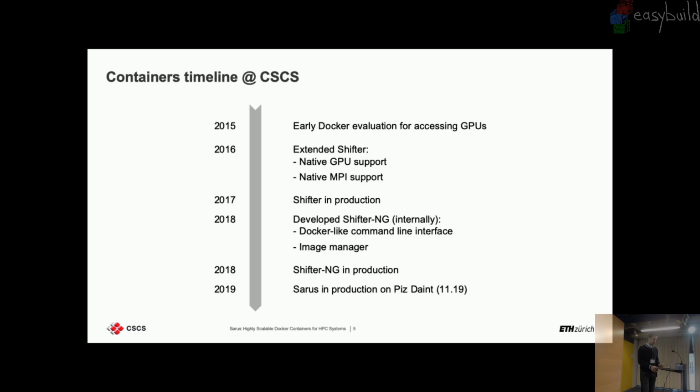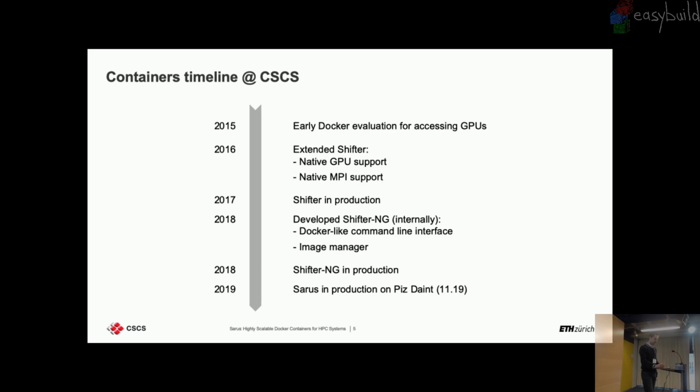and we have this timeline just to show you how the development of the Sarus idea has begun. So back in 2015, there was an early Docker evaluation for accessing GPUs, and in 2016, the Shifter container runtime was started to be adopted at CSCS, before on the test system, and then in production in 2017.